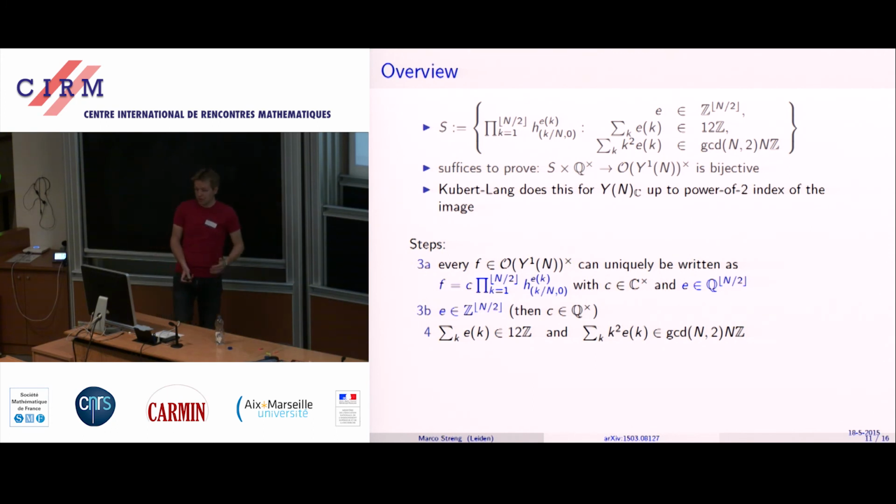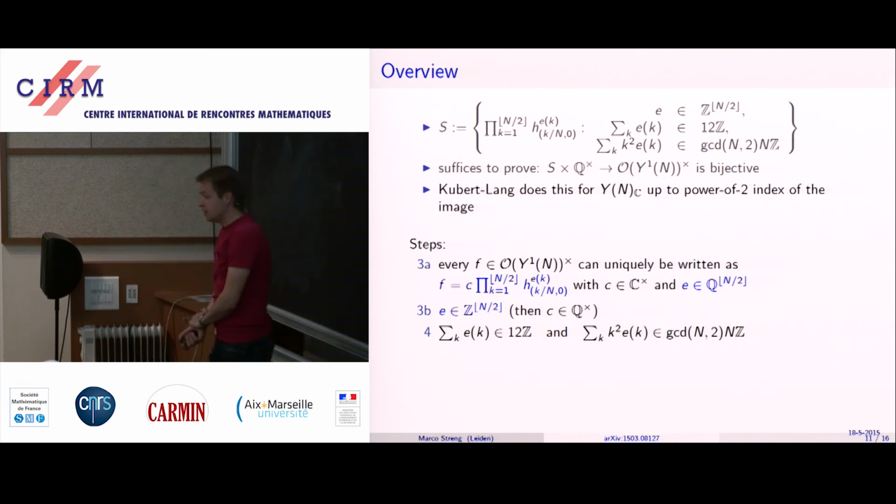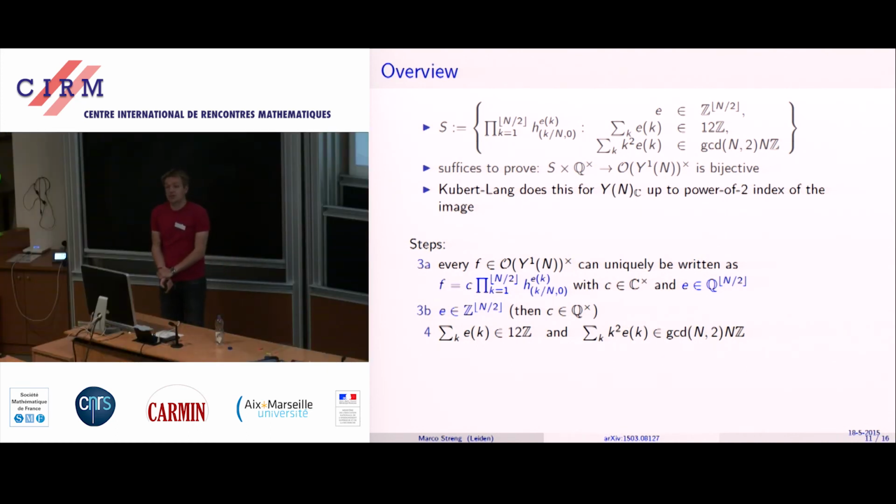So it's not strong enough the way they give it, but step 3 is to take some ideas of that proof and to use it here. So the first thing is that we're going to prove that every function, every modular unit, can uniquely be written as a constant times a product of these Siegel functions where the exponents are not integers yet, but at least rationals.